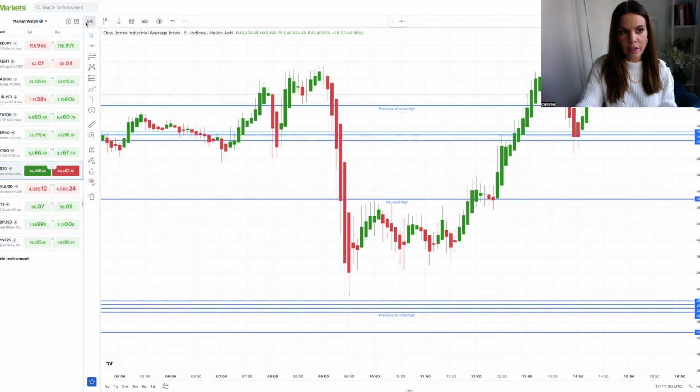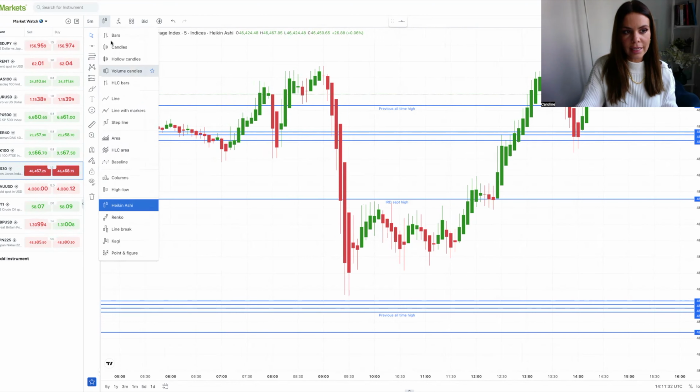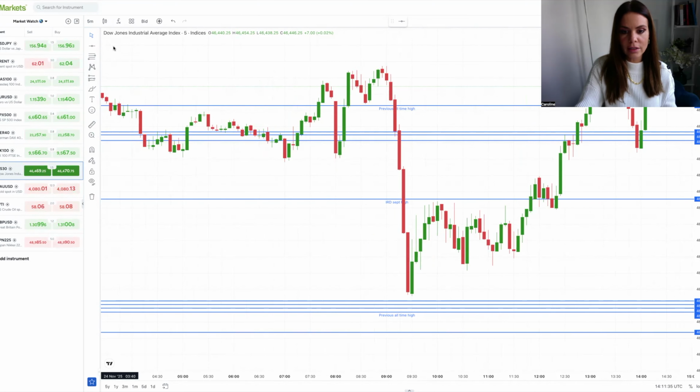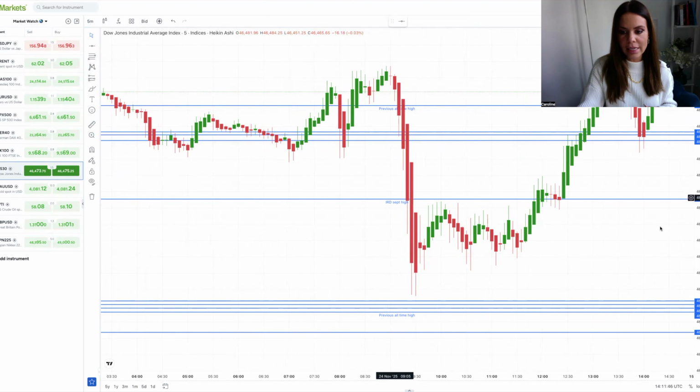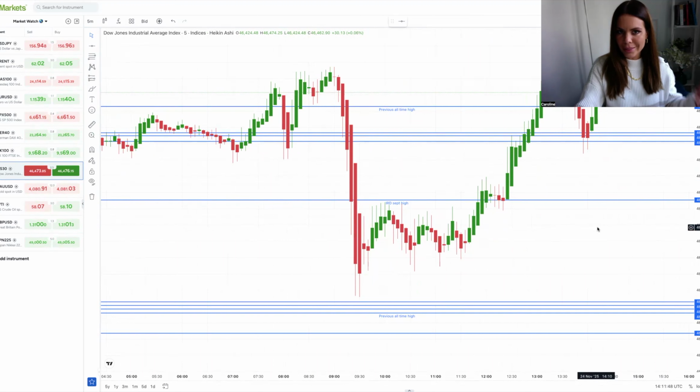We've already got it up on the 5 minute. This is where I select Heikin Ashi. So this is what normal candlesticks look like. They show you the open, the close, and the extreme. So you get a really accurate reading with normal candlesticks. But if you switch back to Heikin Ashi, what you can see is the candles, although they look similar, they look slightly different as well.